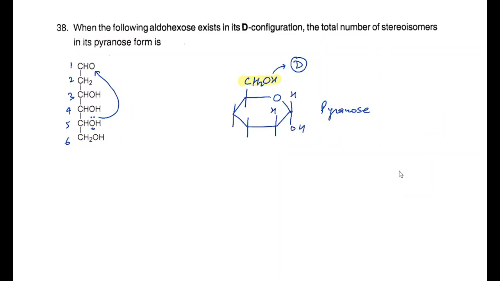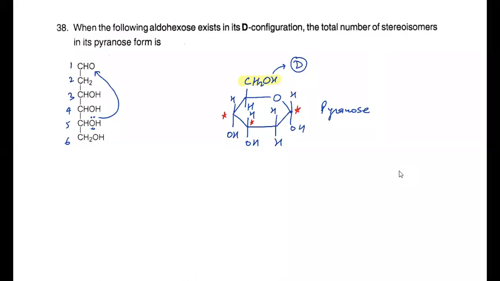Carbon number 2, both are H. Carbon number 3, it's H and OH. Carbon number 4, again H and OH. And carbon number 5, CH2 must be up because it's given D. So as per the structure, this is one chiral center, this is another chiral center, and this is another chiral center, around which configuration can be changed.